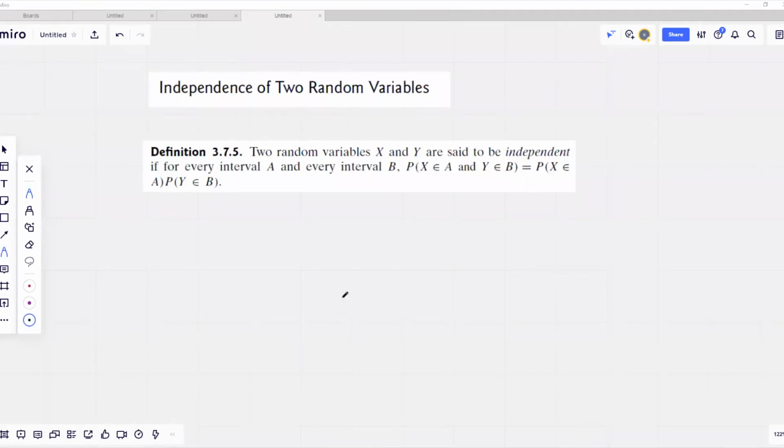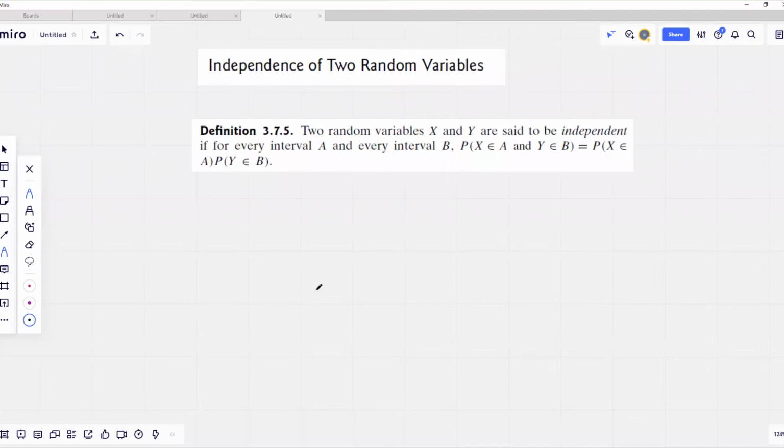Independence of two random variables. We have a very similar definition for independence of two random variables to the independence of two events. If you recall, we call events A and B independent if the probability of their intersection is equal to the product of their individual probabilities. Now, if we have two random variables, we call them independent if for every interval A and interval B, the probability that X lies in A and Y is in interval B is equal to the product of these individual probabilities, probability that X is in A multiplied by probability that Y is in B.